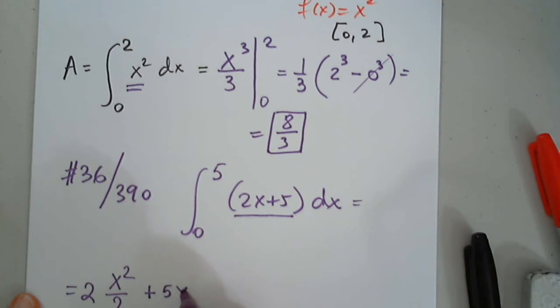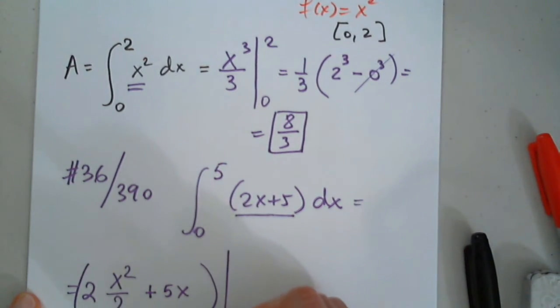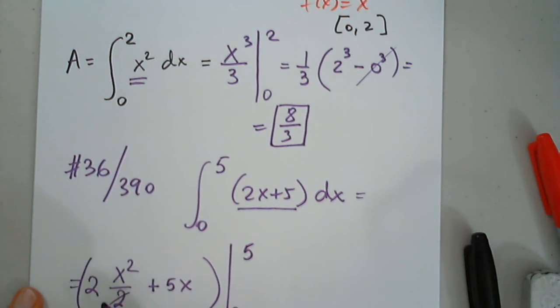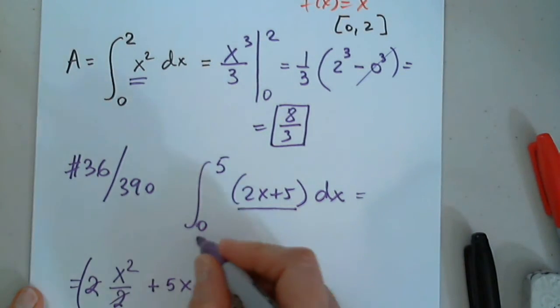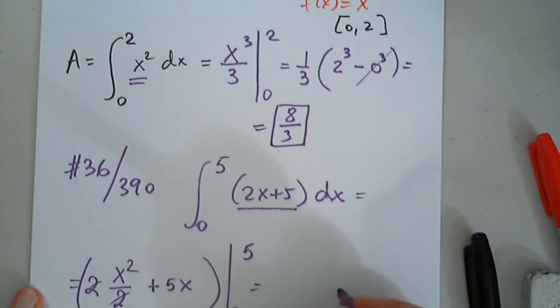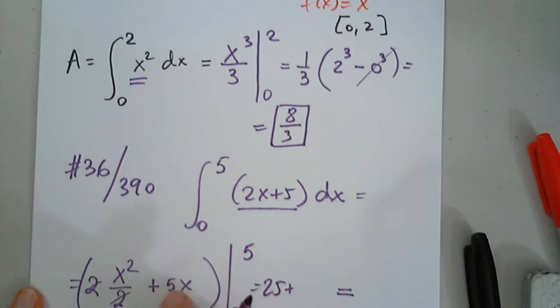5x. That's it. From 0 to 5. Of course, I'll simplify. I will plug in 5 and then subtract when I plug in 0, but I get 0. 0 here is nothing. So 5 in here, 25, plus 5 in here, 25. The answer is 50. Much easier.